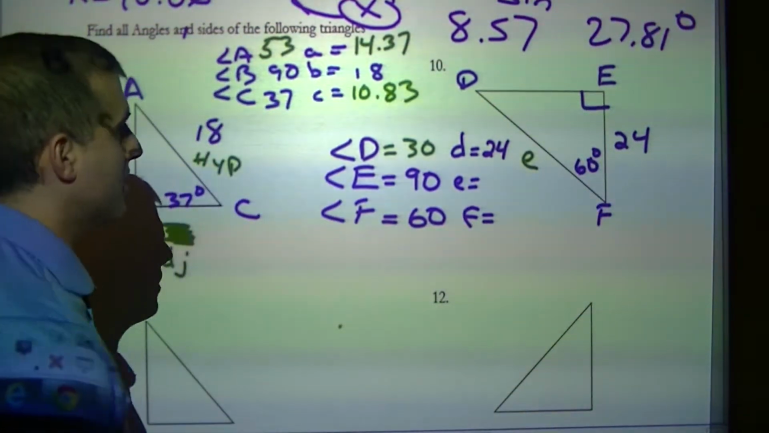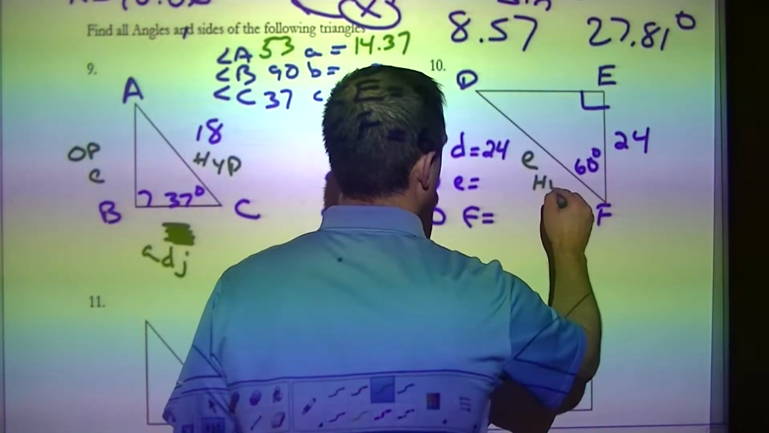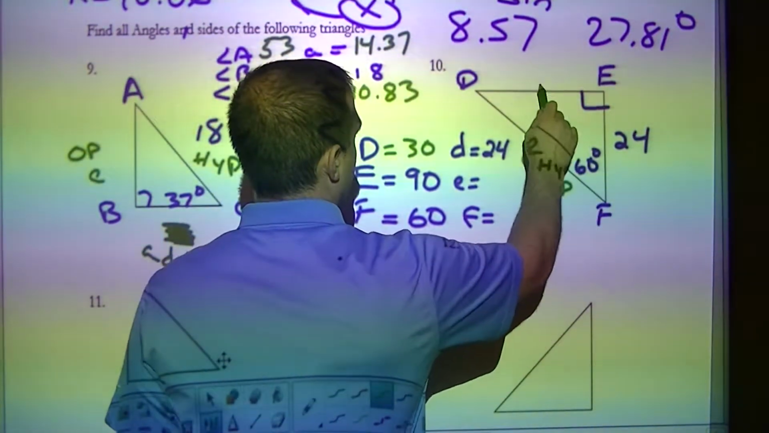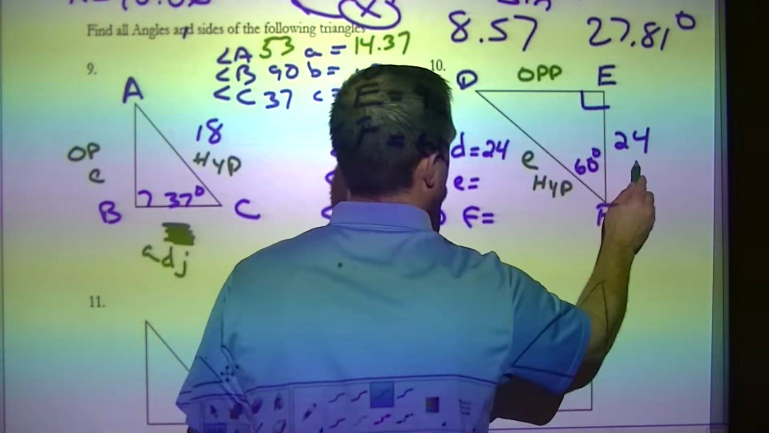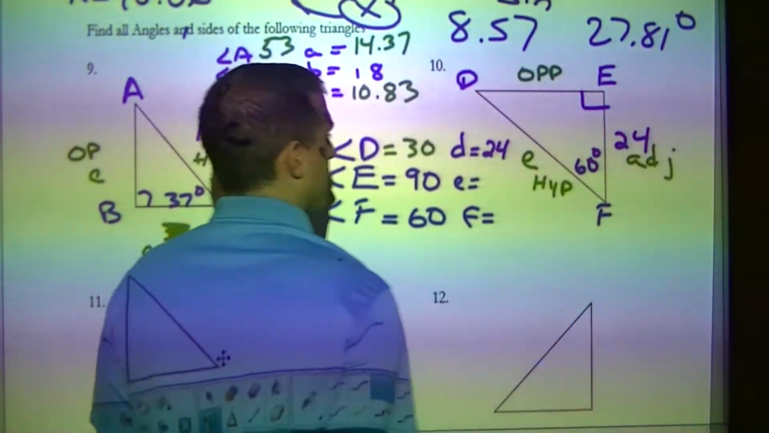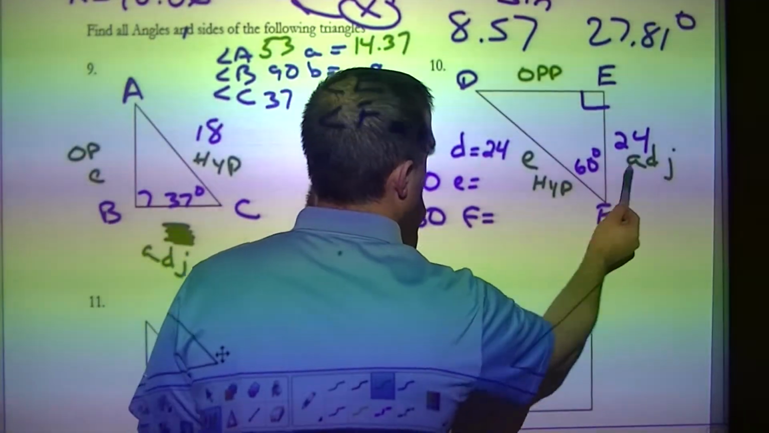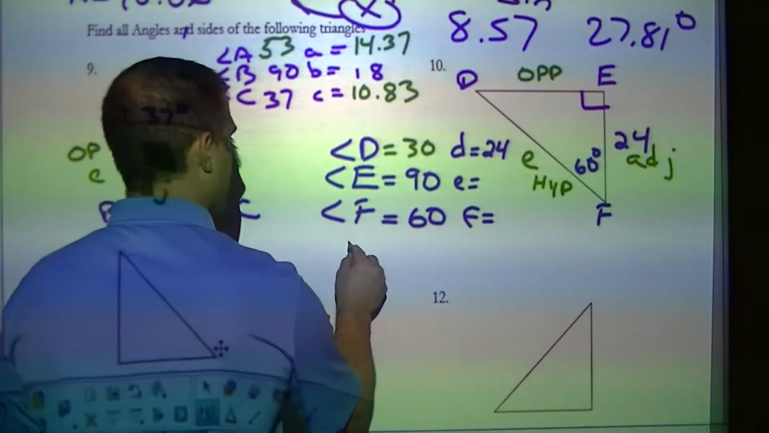So what I want to do is label this. This is the hypotenuse, okay? I'm going off of 60 degrees. So this is the opposite, and this is the adjacent, okay? So for me here, the only thing I have is the hypotenuse and the adjacent, so that makes it cosine.